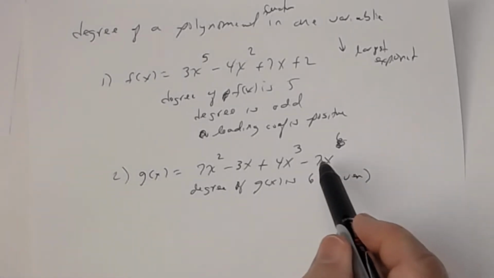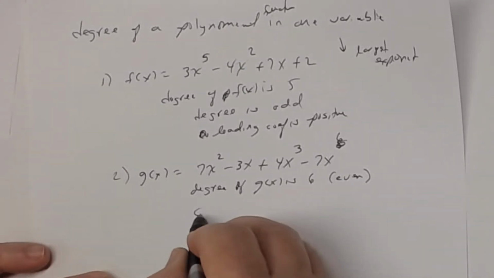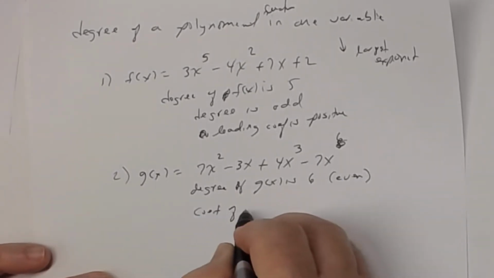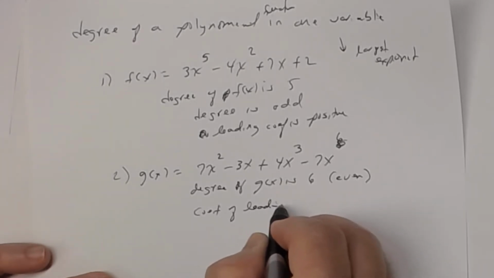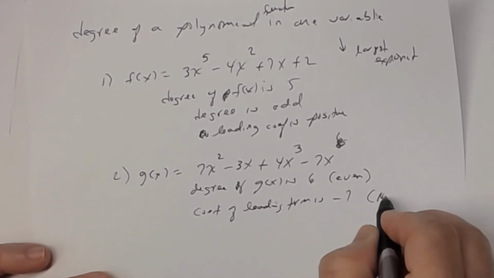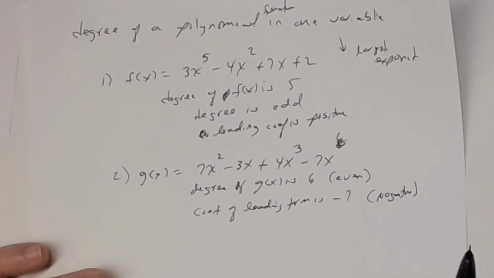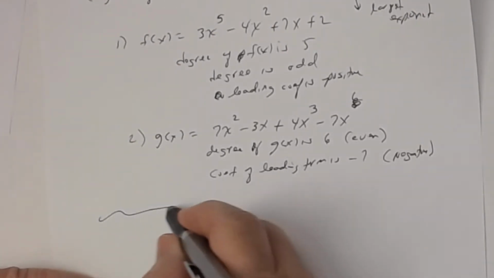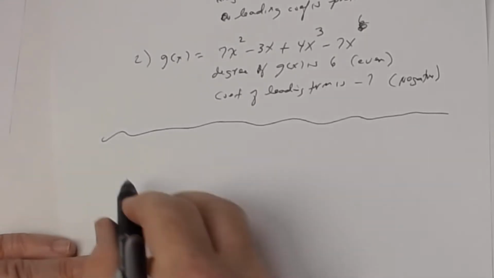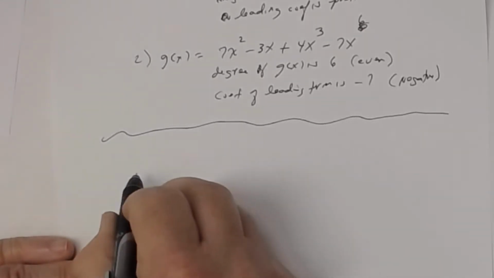The coefficient here, be careful. The coefficient is not 7. The coefficient is a negative 7. So the coefficient of the leading term is negative 7, which is negative, right? Okay, negative. All right.